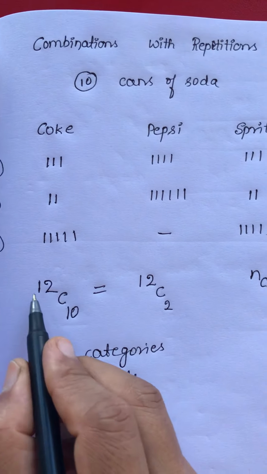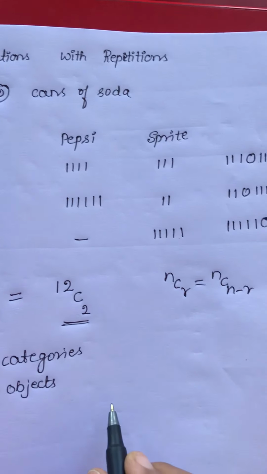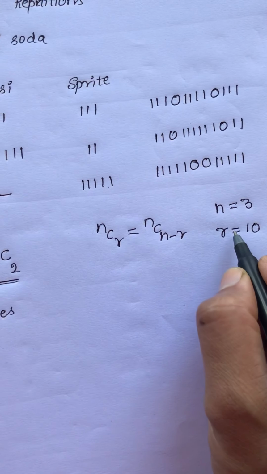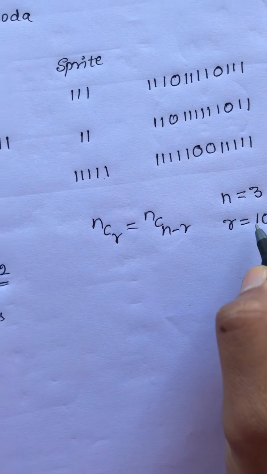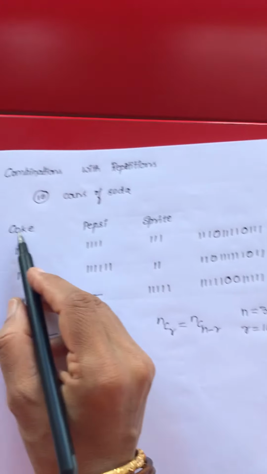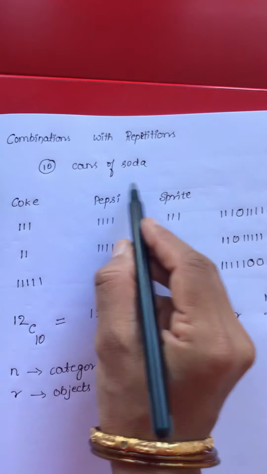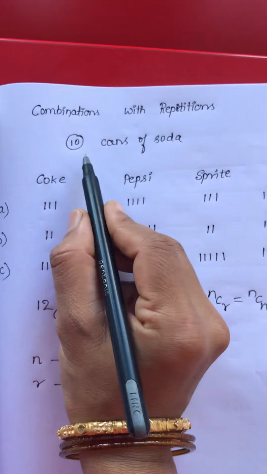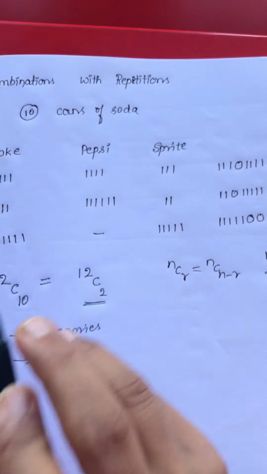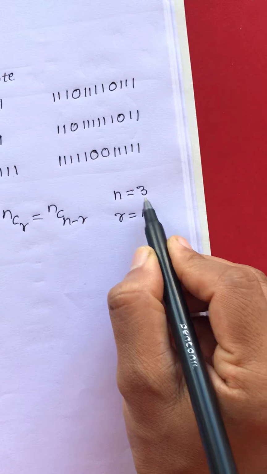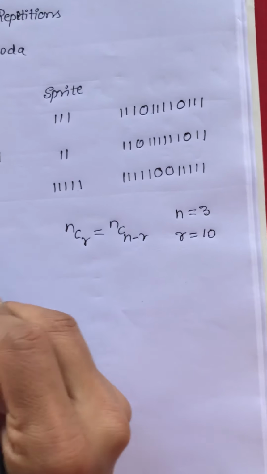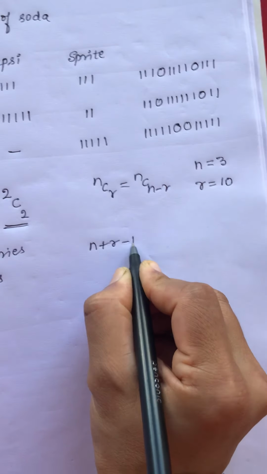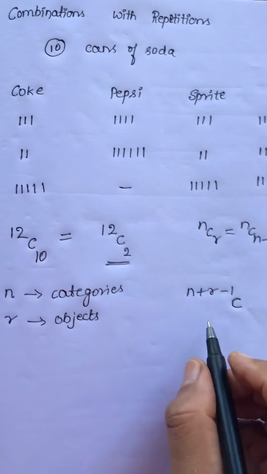Either you can choose this or you can choose this. First we will write it in this form. So 12C2, what is the 12? It is r plus n minus 1, 10 plus 3 minus 1. Though there are 3 categories, finally transitions are 2. So totally we want 10 objects and transitions are 2. That's how we got 12. So it was 10 plus 3 minus 1, 13 minus 1, 12. So in general, we can take n plus r minus 1 C 2.